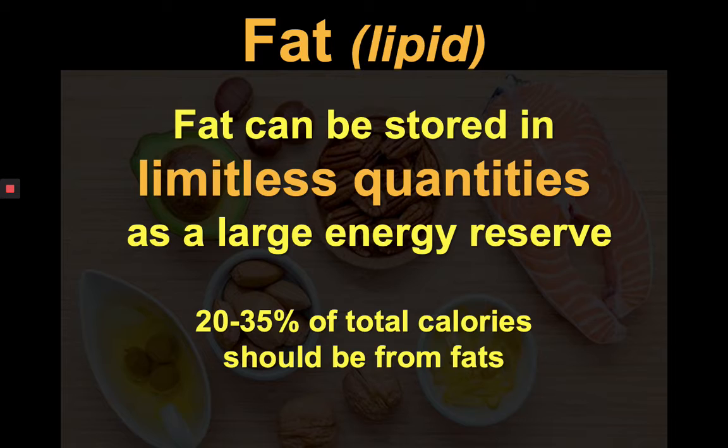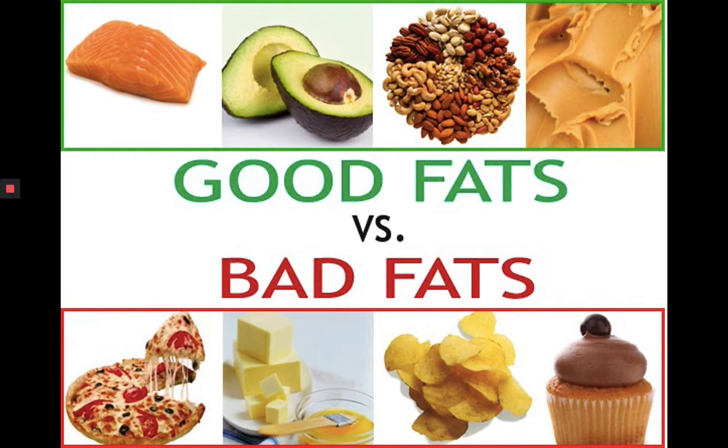So it's really important for you guys to understand the difference between the limited supply in carbohydrates and the limitless supply of fat. We have very large energy reservoirs in fat storage, and about 20 to 35% of the calories that you eat in a day should come from fat. And just like carbohydrates, though, we do have good fats and bad fats. Good fats can be things like nuts, avocados, salmon. We can find this in other forms of meat as well.